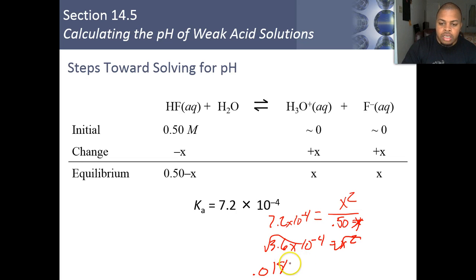0.0189, it looks like, equals x, and I can use that to determine my pH by just taking the negative log. So pH is 1.72. Now check my work to make sure I haven't done anything wrong or gone crazy here, because I want to make sure that you understand what's going on.